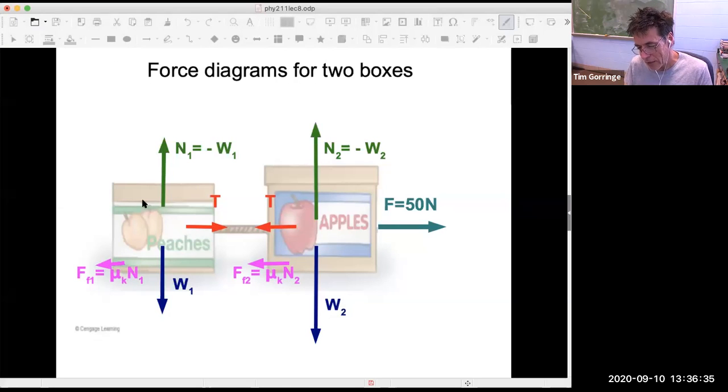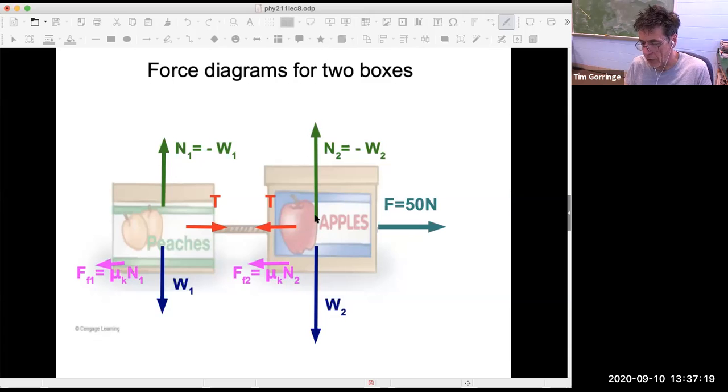Okay, so here's the peaches, and I've drawn 4 forces here in these different colors. These are the 4 forces that are acting on the crate of peaches, and they're all familiar to us. They're in fact the cast of characters in today's class. Weight downwards, normal force upwards, tension towards the right, and friction opposing the motion towards the left. And those are the forces. I labeled them with 1s because this is crate number 1, and it has mass M1. And so it's weight 1, normal force 1, friction force 1.